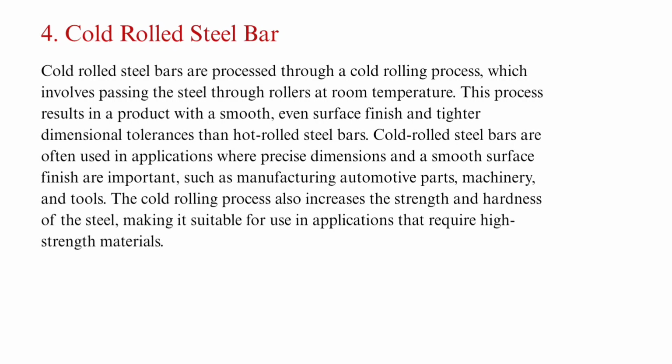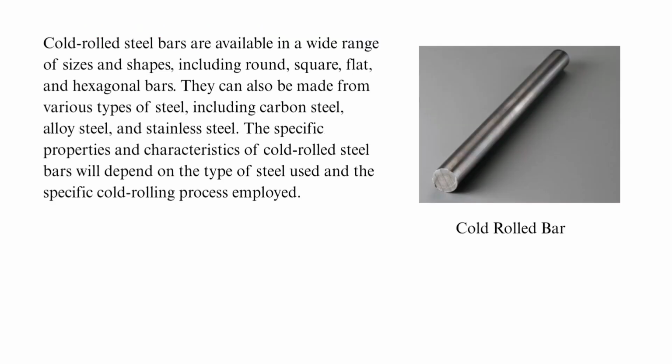The cold rolling process also increases the strength and the hardness of the steel, making it suitable for applications that require high strength materials. Also, the cold rolled steel bars are available in a wide range of sizes and shapes, including round, square, flat, and hexagonal bars. They can also be made from various types of steels, including carbon steel, alloy steel, stainless steel, and the specific properties and characteristics of the cold rolled steel bars will depend on the type of steel used and the specific cold rolling process employed.